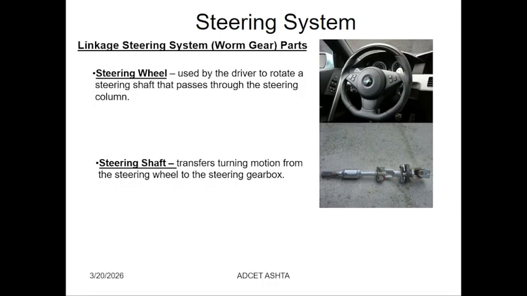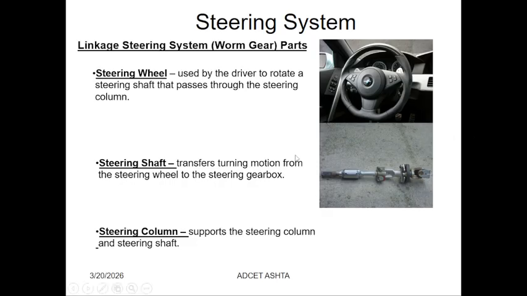First, the steering wheel is used by the driver to rotate a steering shaft that passes through the steering column, and next is the steering shaft. It transfers the turning motion from the wheel to the steering gearbox with the help of this system. Next is the steering column, to support the steering column and steering shaft.